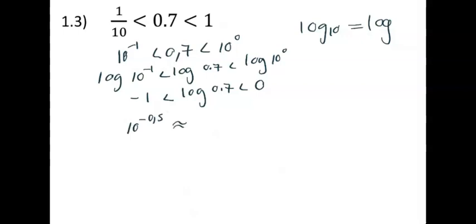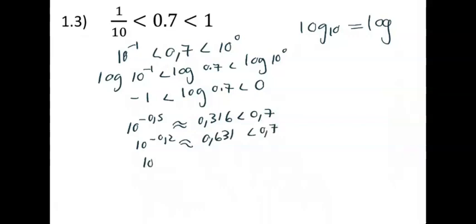I will get approximately 0.316, which is less than 0.7. So we must try a little bit more. Let us try more in this sense. We must go nearer to 0 and not so near to minus 1. So let us try, for instance, 10 to the minus 0.2. That will give us approximately 0.631, which is still less than 0.7.